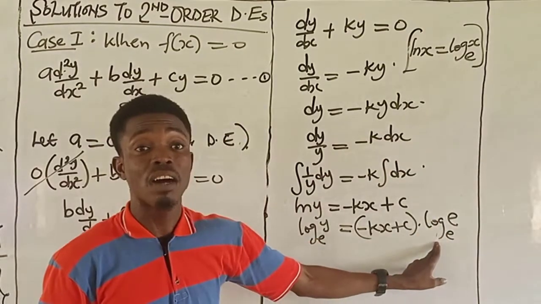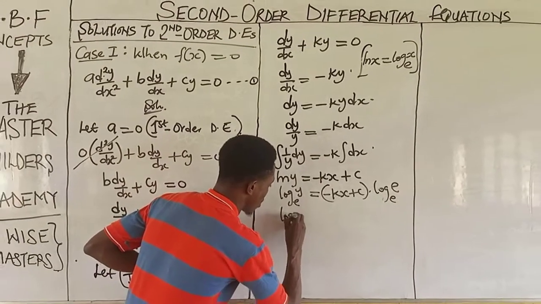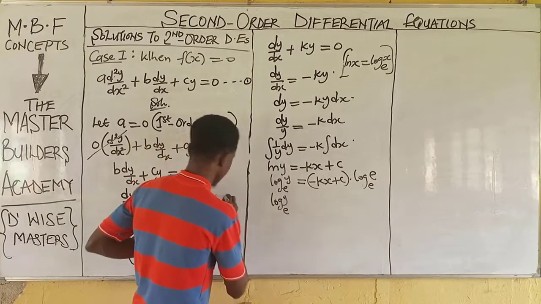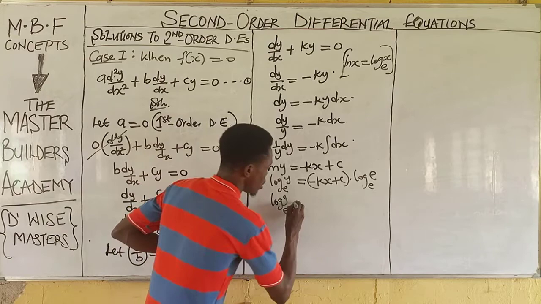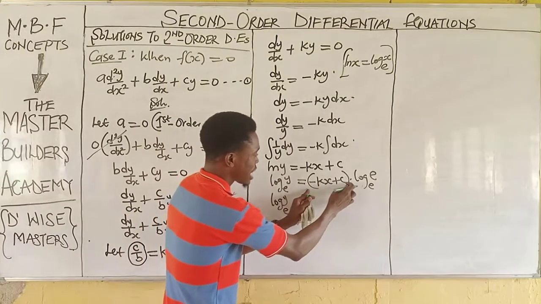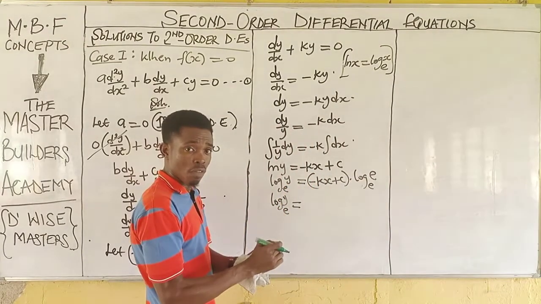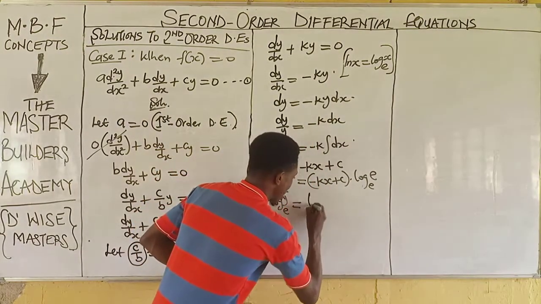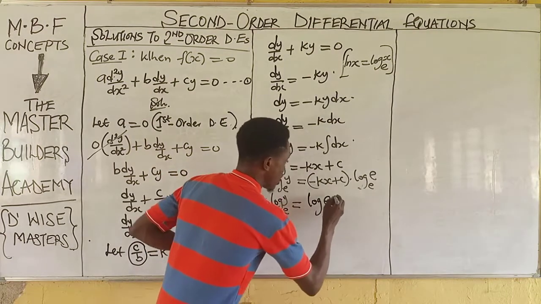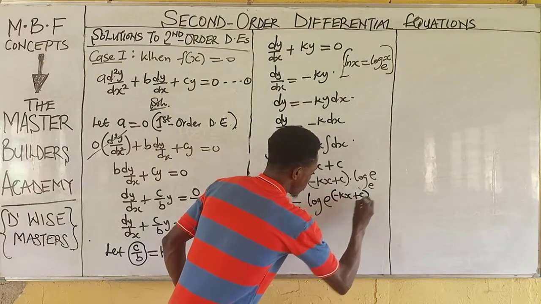Understand that everything here now is 1. So therefore, the next thing we do is to have log y base e. We are going to apply one of the laws of logs again: that the coefficient of the log can become the power of the number. Then we have this as log e exponent minus kx plus c.